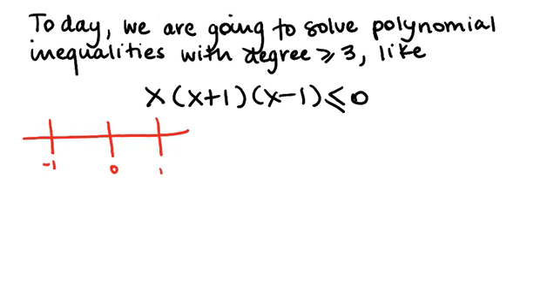And then I'm going to just choose a representative from each subinterval. So negative 2, negative 0.5, positive 0.5, and 2. Then I kind of test those numbers out. What happens when x is negative 2?